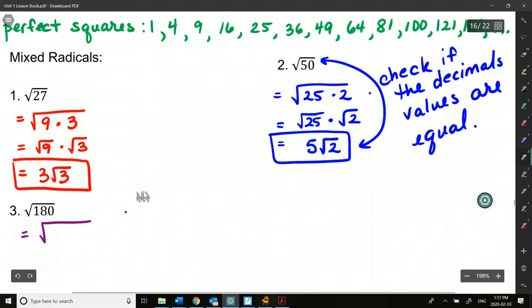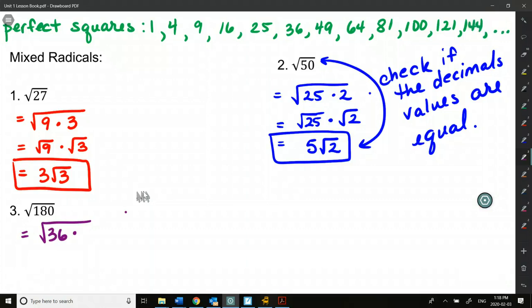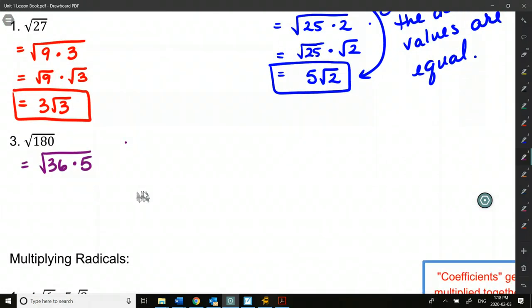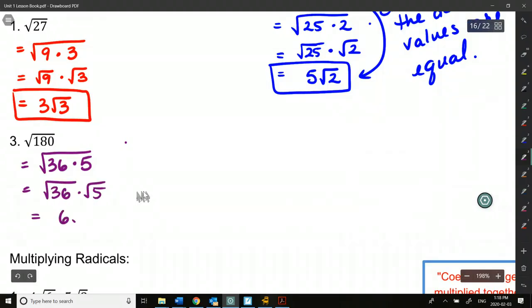So always use a bigger number? Always, we're trying to find the biggest perfect square. Yep. Okay, so we said 36 and 5 should work for this one. And we're going to split these into their own radicals. And then just root the perfect square part. So we get 6 root 5.